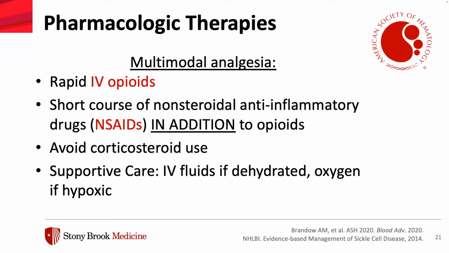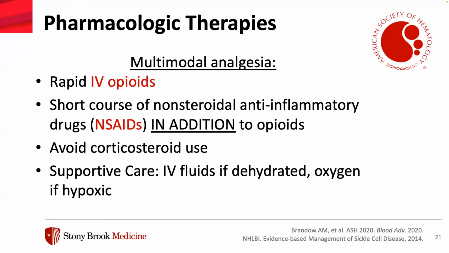We want to avoid using steroids. So basically the guidelines recommend against steroid use because there was a study that showed in patients with severe vaso-occlusive pain episodes, patients that received steroids actually came back to the hospital after discharge for more severe rebound pain. So that's just something to note. But if they need steroids for another reason, let's say an asthma exacerbation, then that would be warranted. But for treating pain, we don't really recommend using steroids for their anti-inflammatory effect.